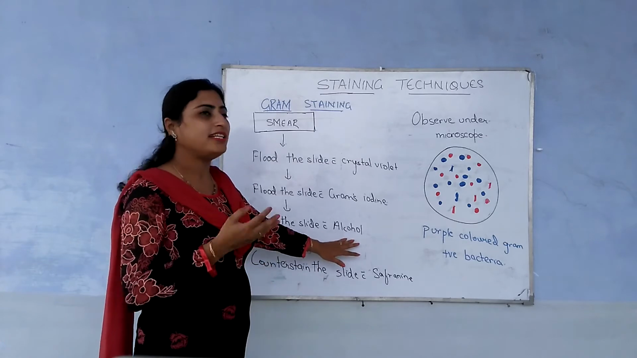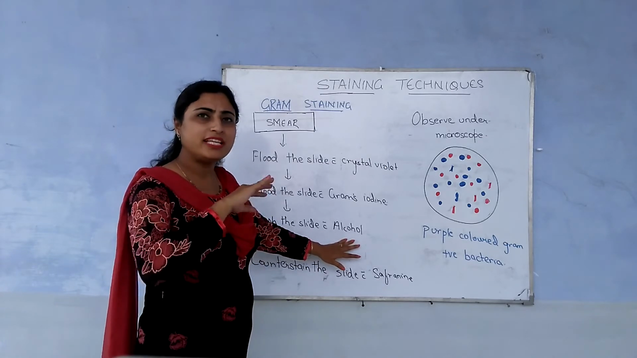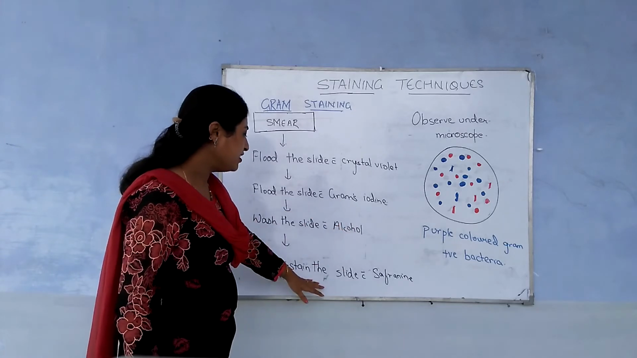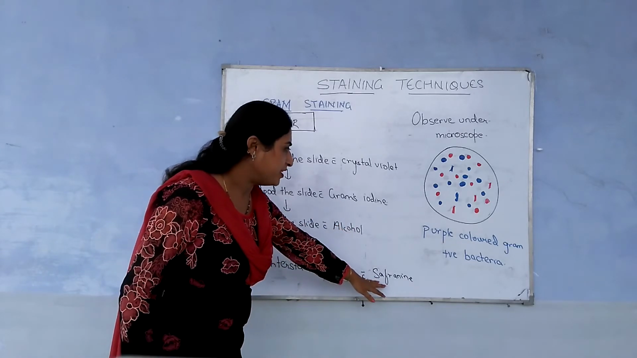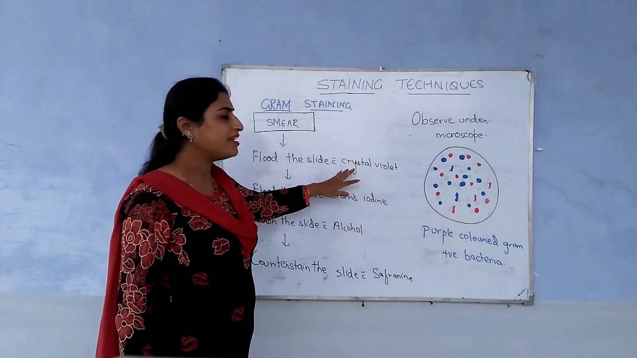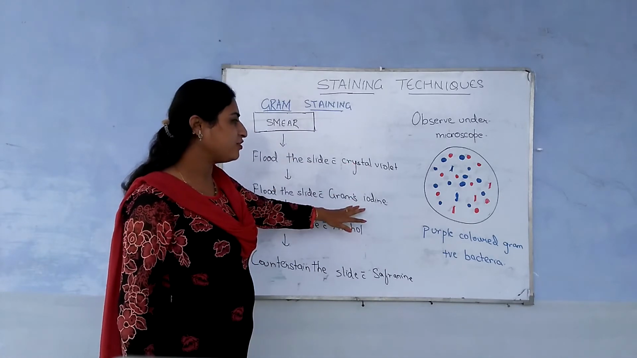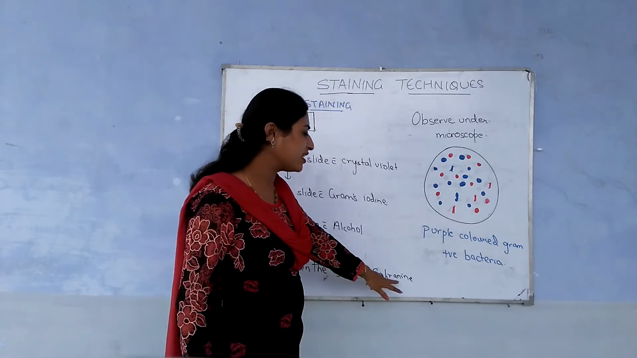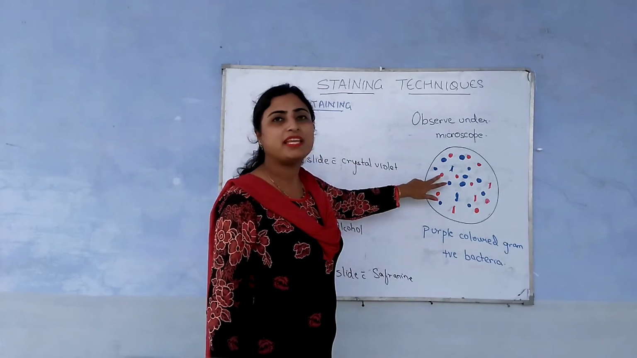The gram negative bacteria lose the lipid content, and after that they will retain the counterstain, that is safranin. And gram positive bacteria will retain the crystal violet and iodine complex and appear blue in color, while gram negative bacteria will retain the color of the safranin and appear pink in color.